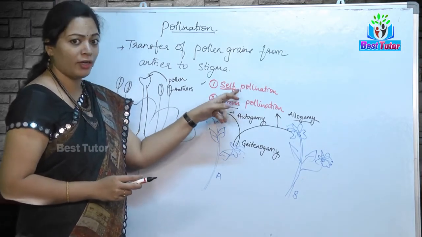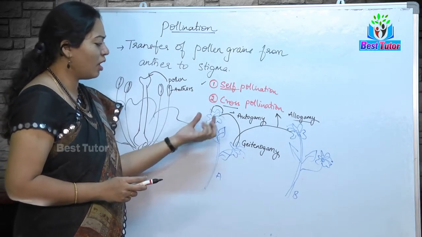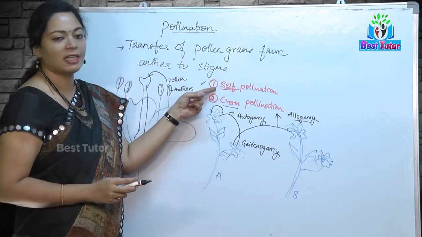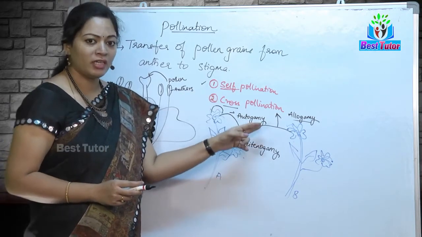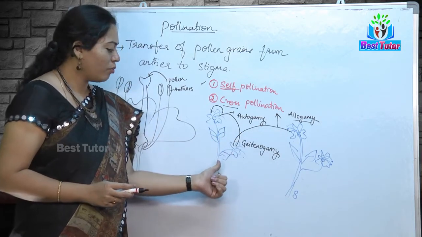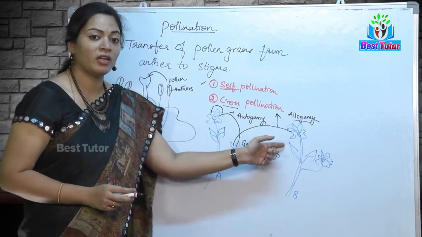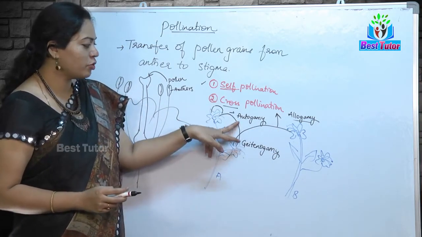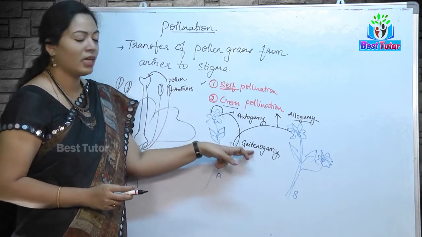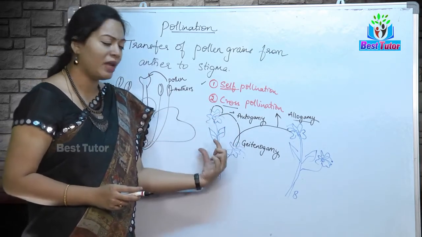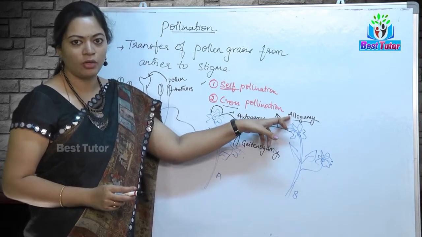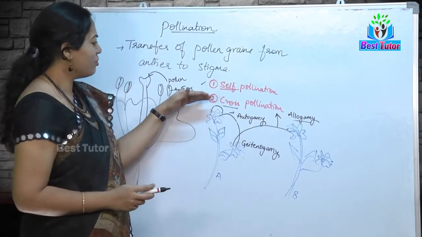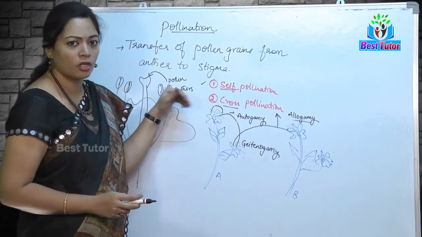If transfer of pollen is happening from anther to stigma of the same flower or between the flowers of the same plant, we call it self-pollination. If transfer of pollen is taking place from anther to stigma from one flower of one plant to another flower on a different plant, then we call it cross pollination. Self pollination is again divided into two types: autogamy in the same flower, geitonogamy between flowers on the same plant. Cross pollination is also known as allogamy, where it is happening between two flowers on two different plants. So this is the basic difference between self pollination and cross pollination.